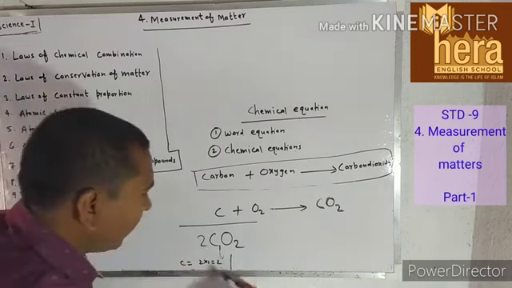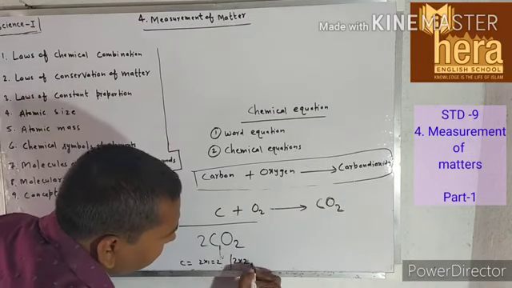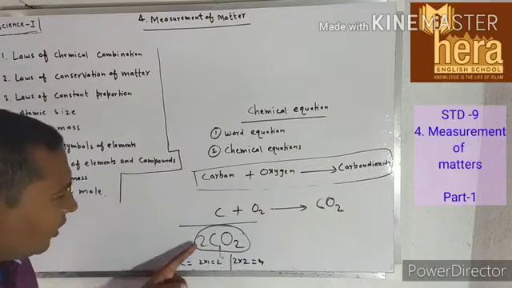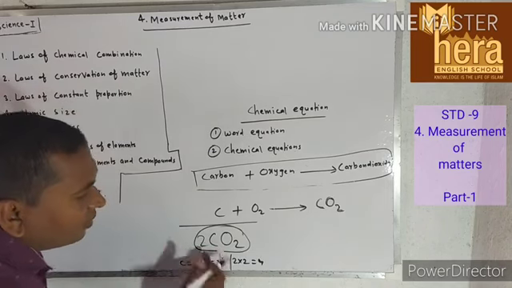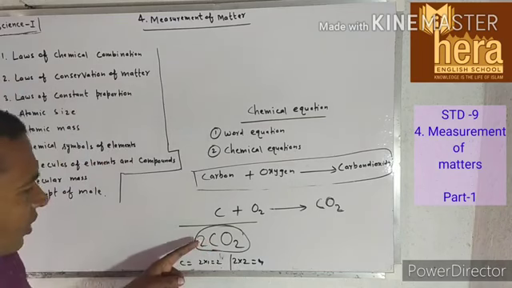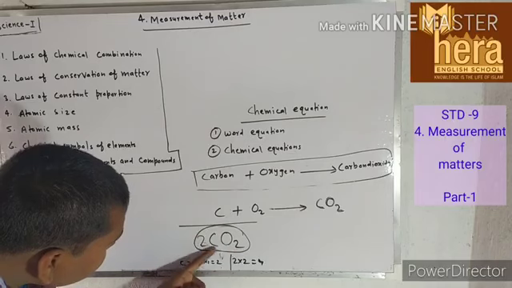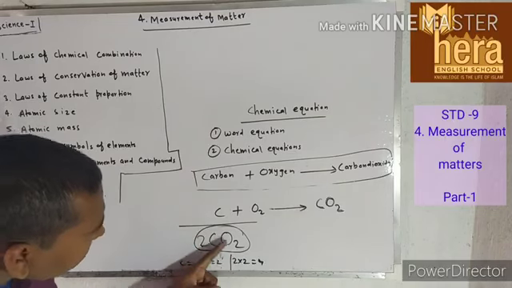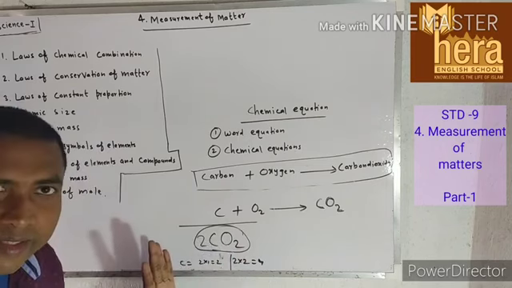You have to always multiply. So 2 into this 2 means 4. So in these molecules, including 2CO2, no need to write 1 because we don't write 1. 1 is hidden. So in 2CO2, how many carbon atoms are there? 2 carbon atoms are there. How many oxygen atoms are there? Then 2 into 2, that is 4 oxygens are there.